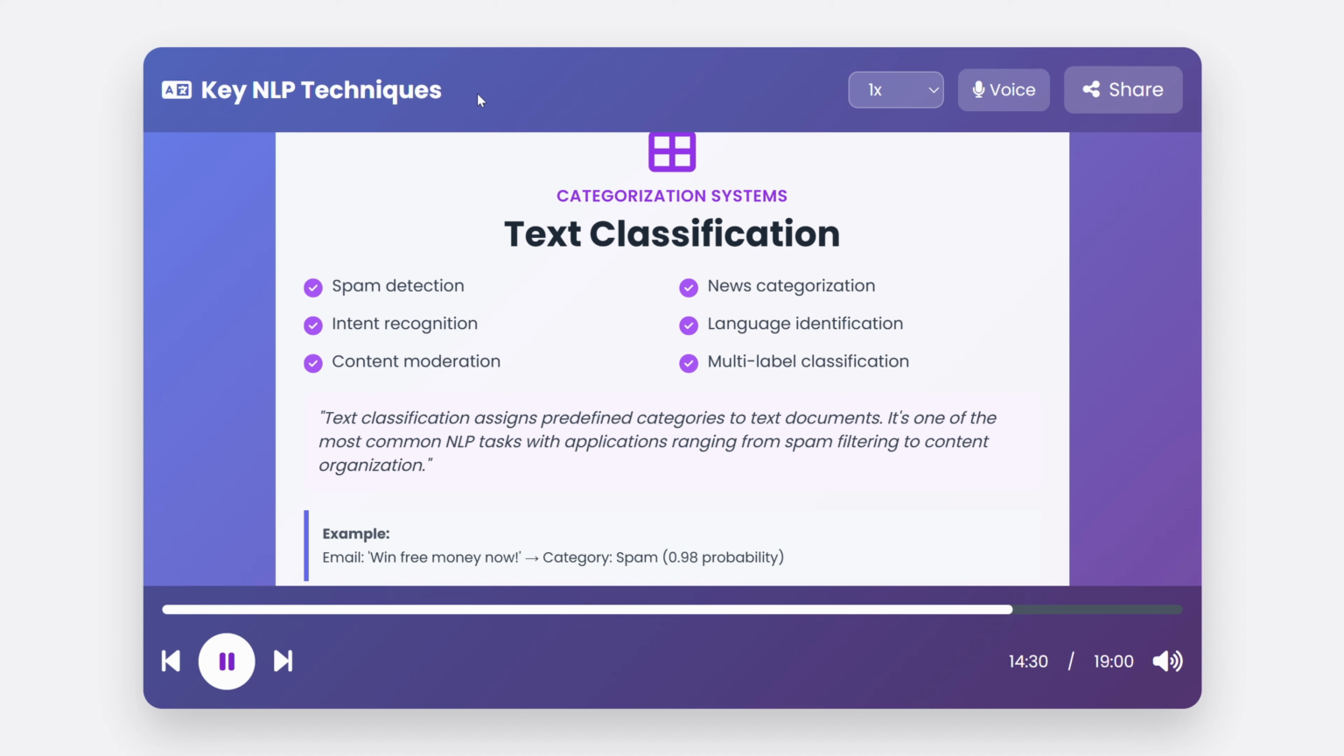For example, an email classifier might categorize "win free money now" as spam with 98% probability, while a news classifier might assign both technology and business categories to an article about a tech company's earnings report.